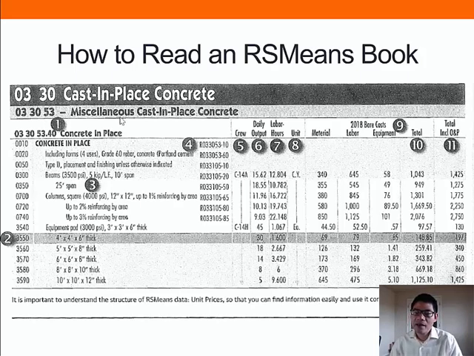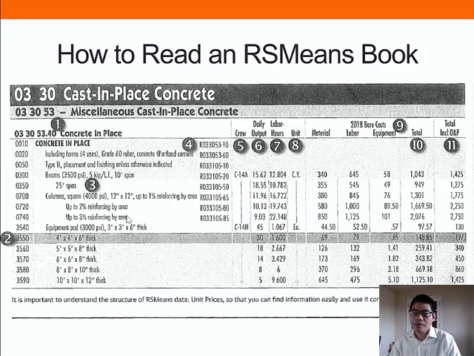Before we pick a line item, it's always necessary to read the description in the first few lines. Make sure what is included, what is not included in the cost. In this screenshot, you can see the concrete in place includes forms for uses, grade 60 rebar, concrete, and placement and finishing.